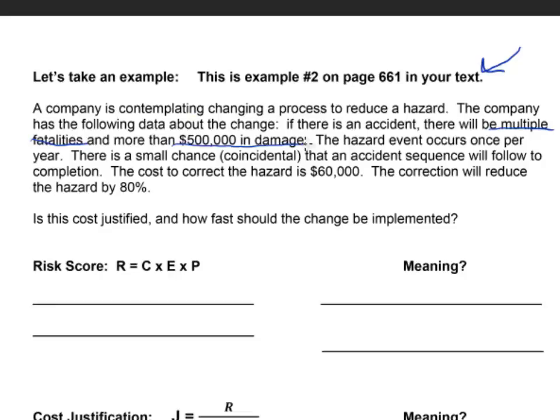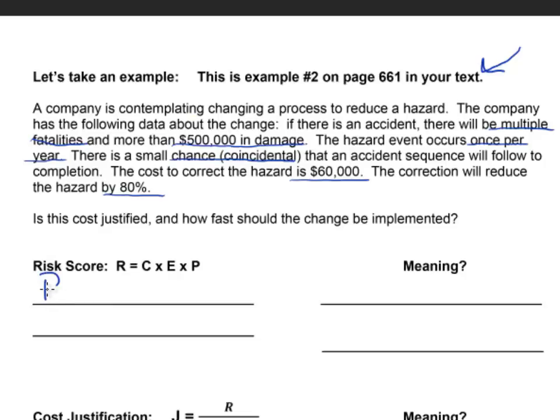All right, the hazard event occurs once per year. There's a small chance, coincidental, that an accident sequence will follow to completion. The cost to correct the hazard is $60,000. The correction will reduce the hazard by 80%. All right, I think we have all that we need to do our calculation. So let's look at the risk score.